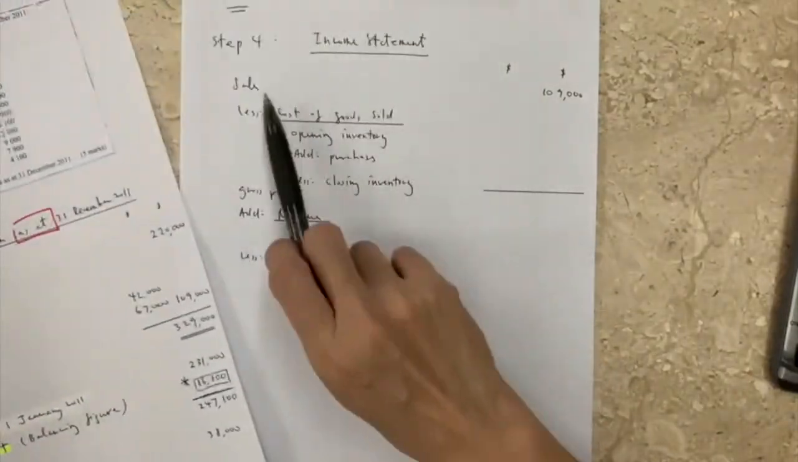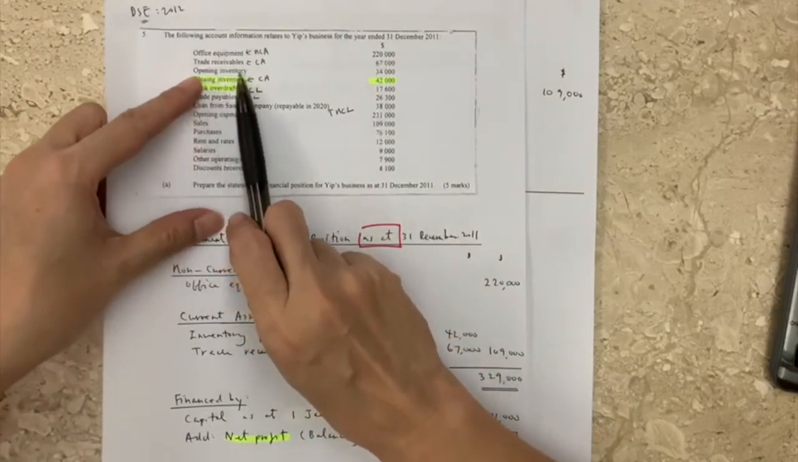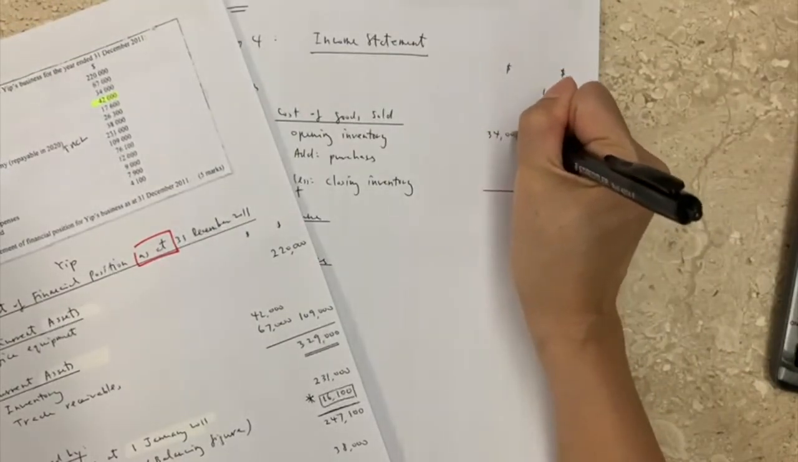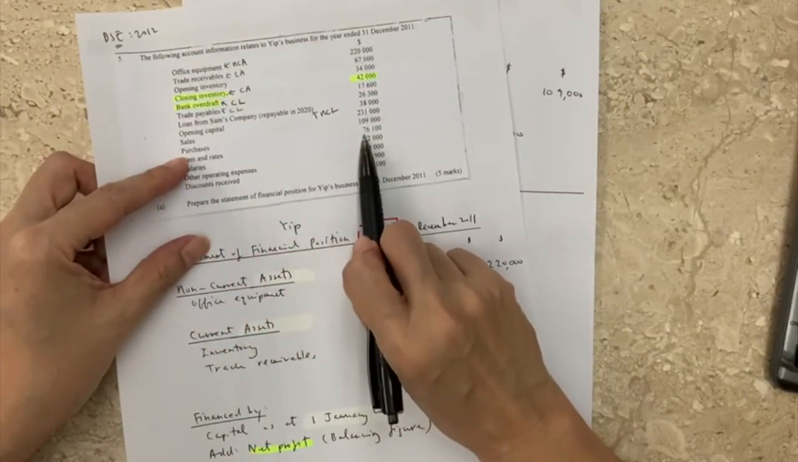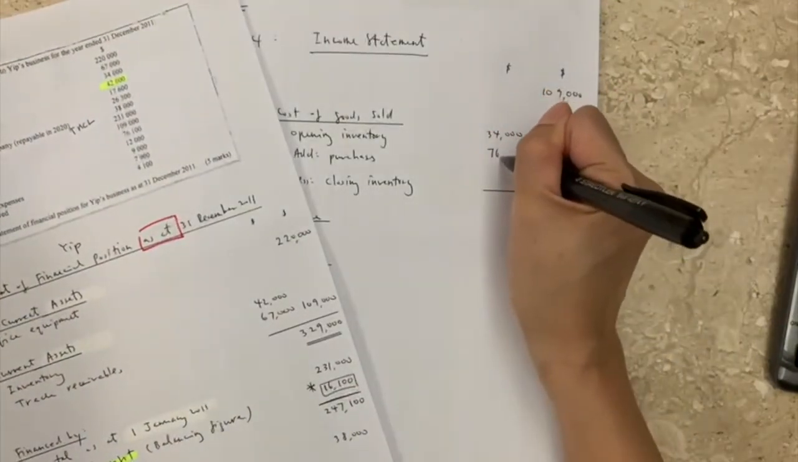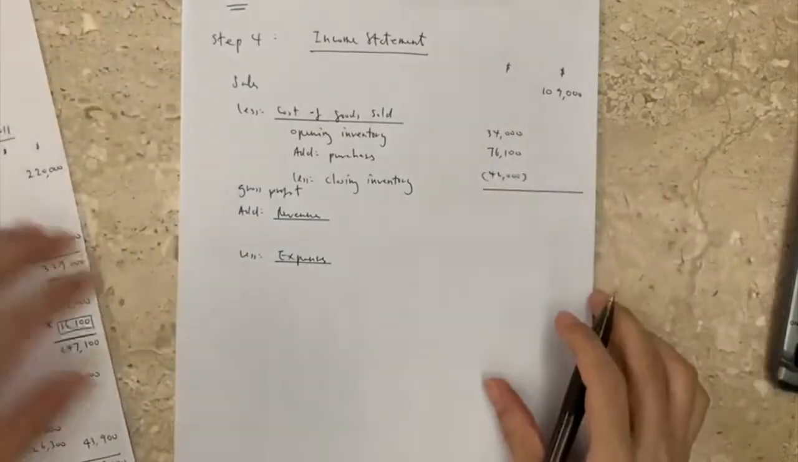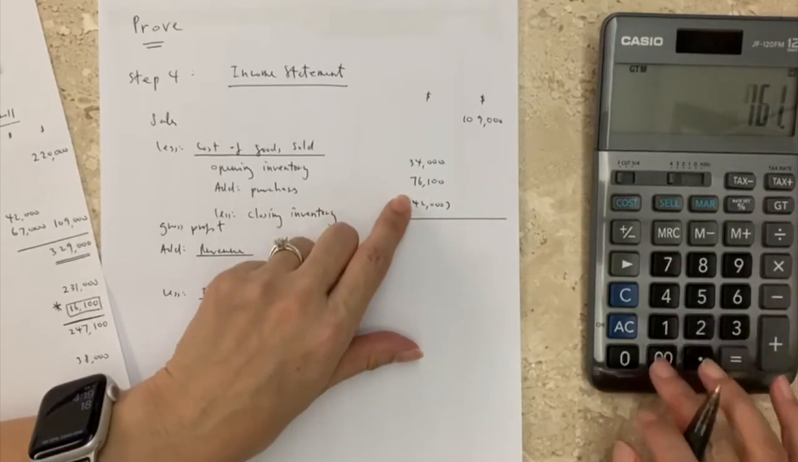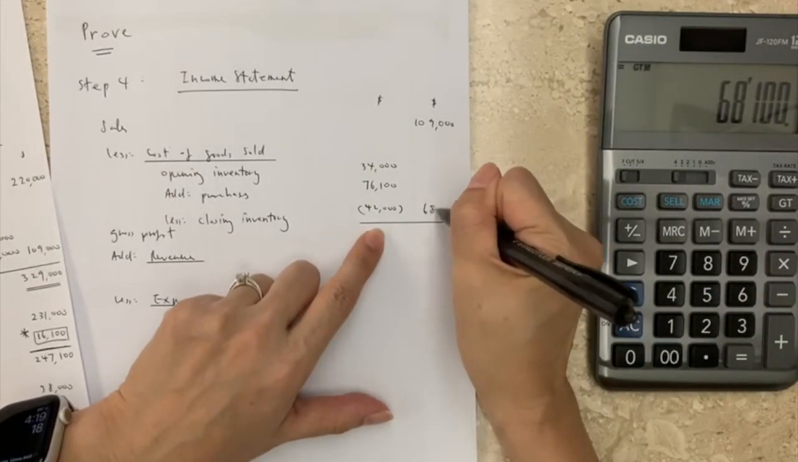So after sales, this figure for sales, which is here, 109,000. Okay, so opening inventory, this is 34,000. So I put this 34,000 for opening inventory plus purchases. So where's purchases after sales? 76,100, and again minus closing inventory, which is 42,000. Okay, so I use the calculator. Cost of goods sold, opening inventory plus purchases minus closing inventory. So here, cost of goods sold is 68,100.